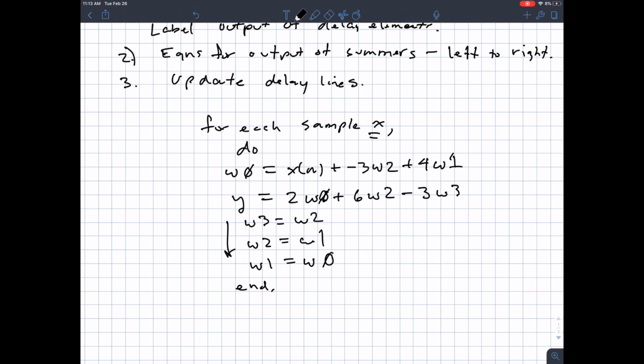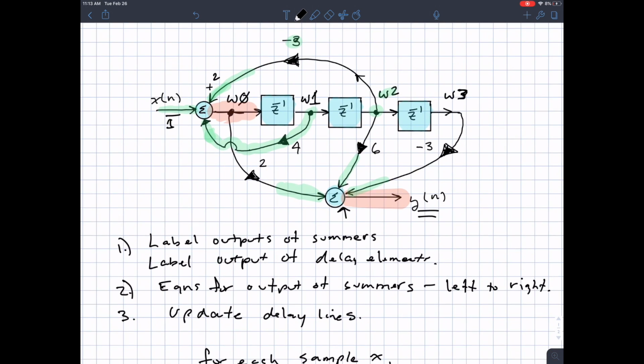So as we have incoming samples, we just do this algorithm over and over to implement this block diagram.